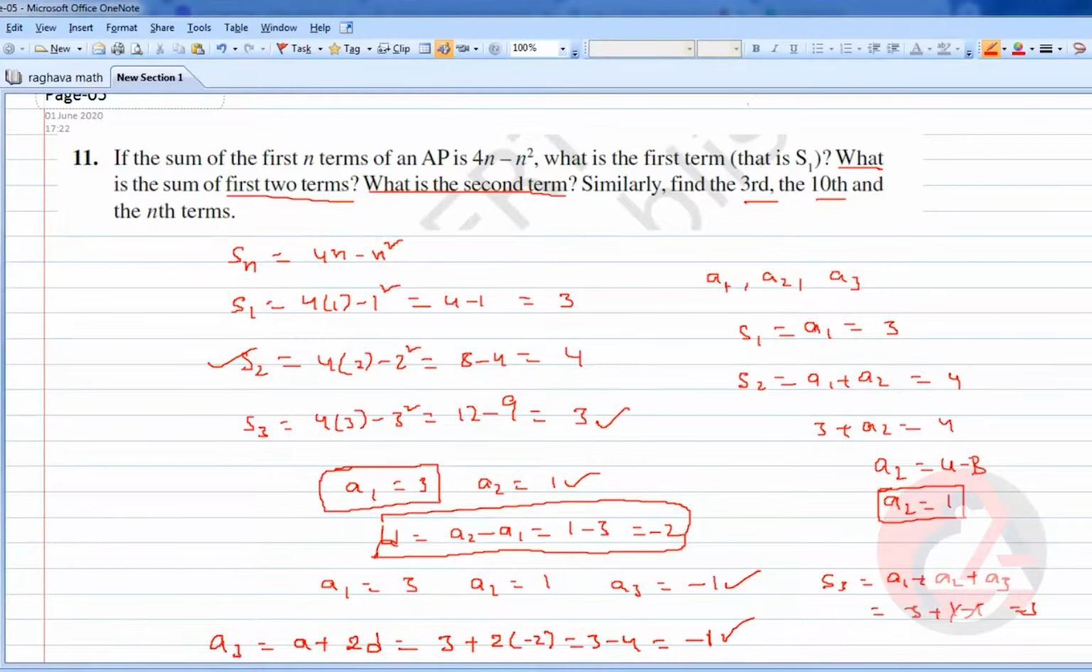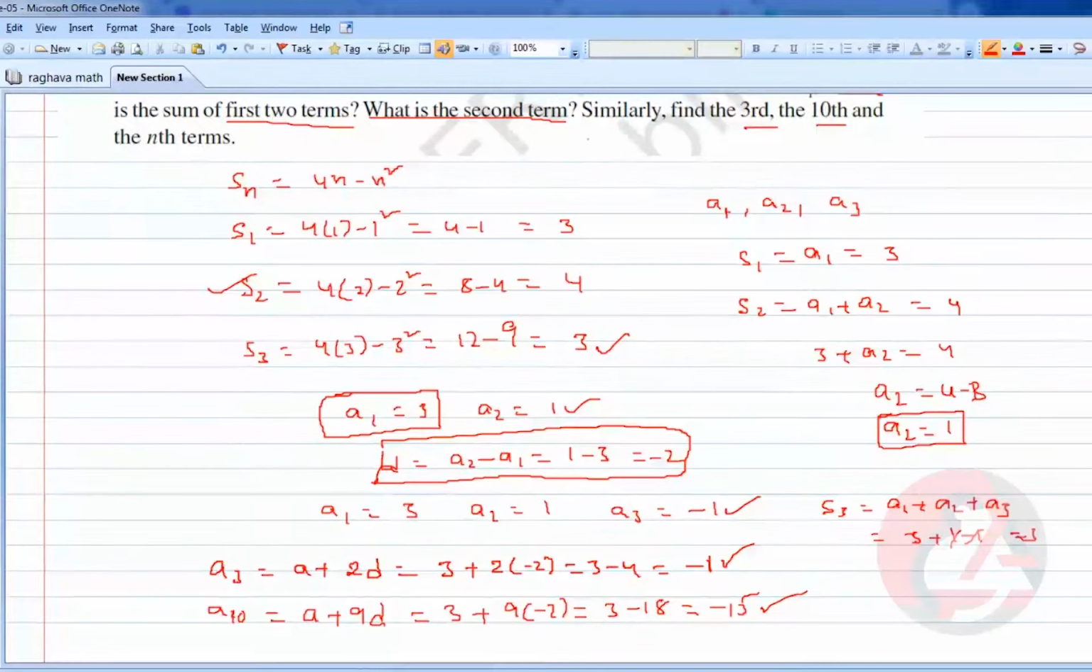So once I found the A and D values, I moved to the problem. What is the second term? The second term is nothing but A2. A2 I already found, that is 1. What is the third term? Third term already found, it is minus 1. 10th term. The 10th term is A10 = A plus 9D. So 3 plus 9 into minus 2, that will give 3 minus 18, which is equal to minus 15.